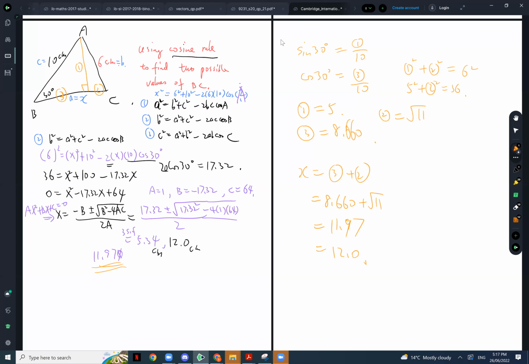Okay. Wait, how many DP do we round to? 3 SF. 11.977. Yeah, 3 SF, not 3 DP. 11.98, but which is 12.0. So it's 2 DP, 12.0. I'm done. I know now.